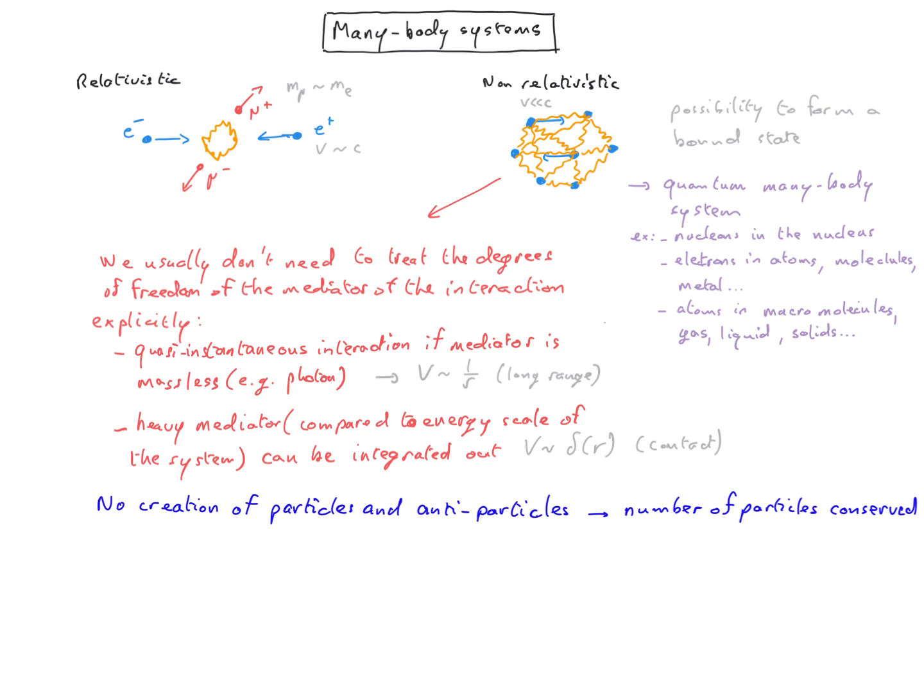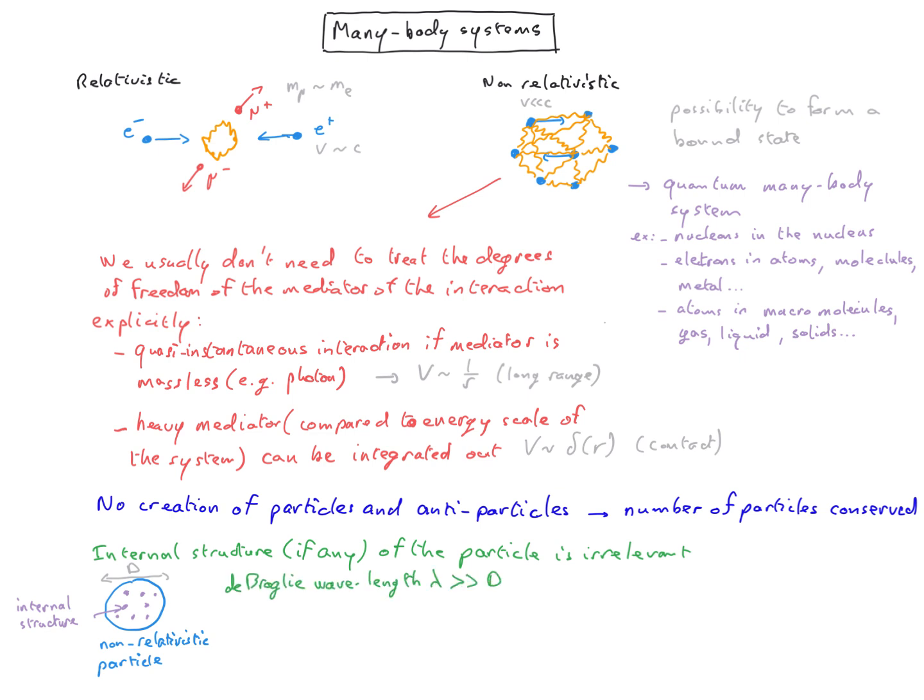Finally, at low energy, we can also often neglect the internal structure of the particles, if they have any. That's because at low energy, the particles have a large de Broglie wavelength compared to their internal structure. For instance, the nucleus is made of nucleons, and the typical kinetic energy scale and potential energy scale of the nucleons inside the nucleus is of the order of a mega electron volt, but we will need something like a giga electron volt in order to probe the internal structure of the nucleons in terms of quarks and gluons.